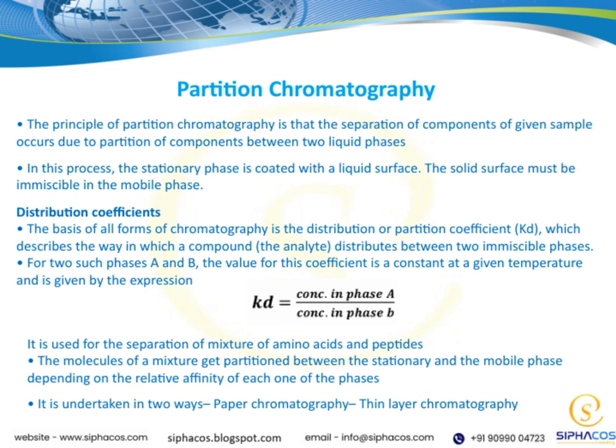Both methods rely on this principle of partitioning, where the separation occurs because different molecules distribute themselves differently between the two phases. Specifically, in partition chromatography, the separation happens because the components of your sample partition or split between two liquid phases. The stationary phase is usually coated with a liquid that isn't miscible with the mobile phase, which is another liquid moving through or over the stationary phase.